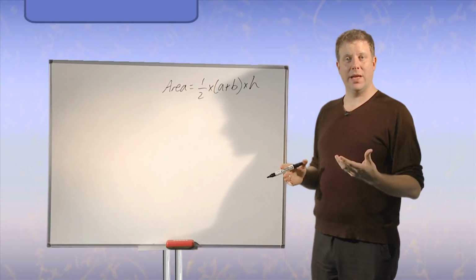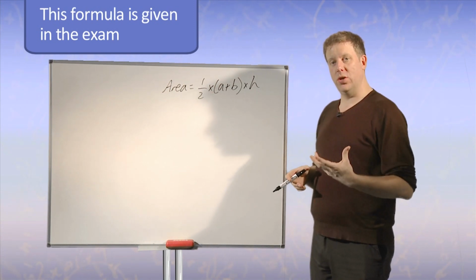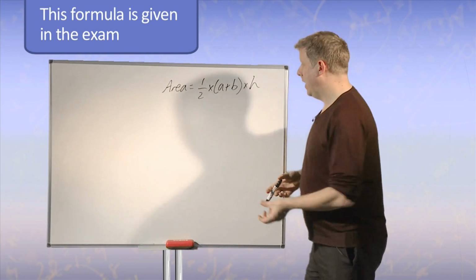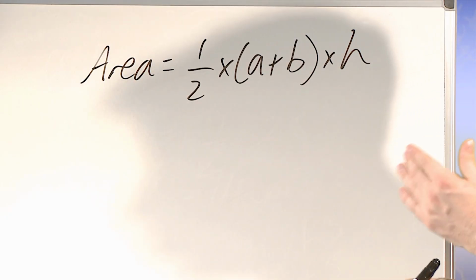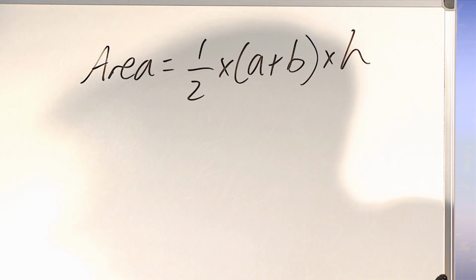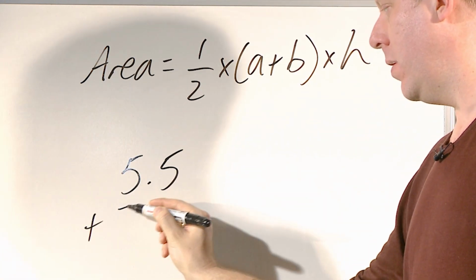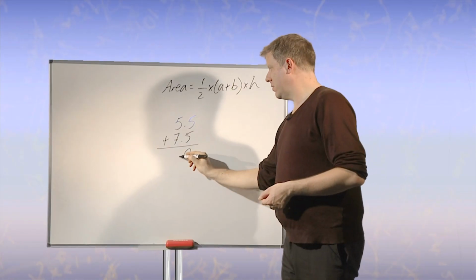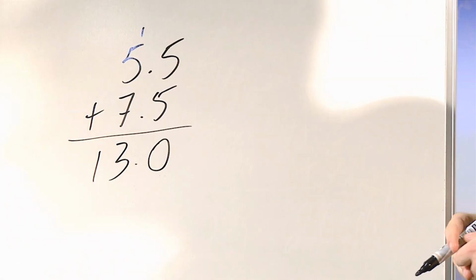Now that can be quite complicated to work with if you're not really familiar with it. So what we're going to do is break it down into the 3 steps. And the first step is this bit here, this A plus B. And all that means is to add the shorter and longer parallel sides together. So if we add 5.5 and 7.5, that gives us, once we carry the 1 over there, an answer of 13.